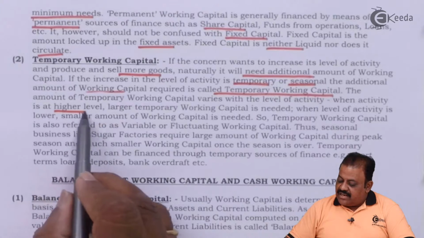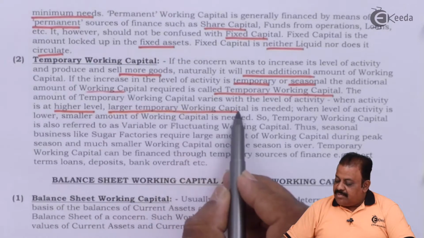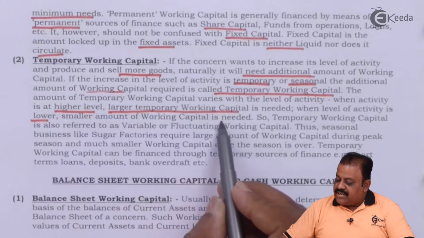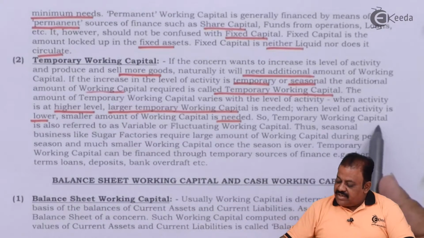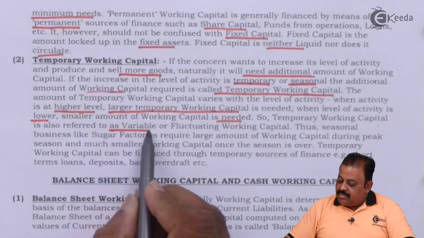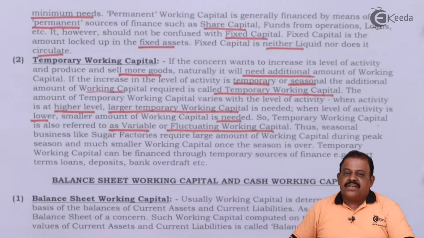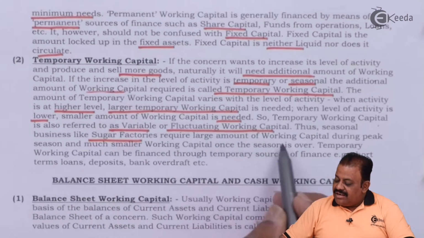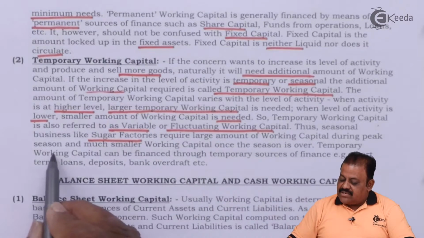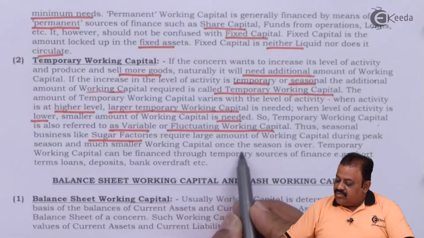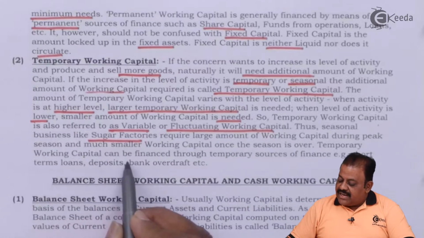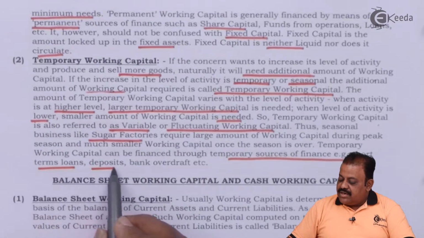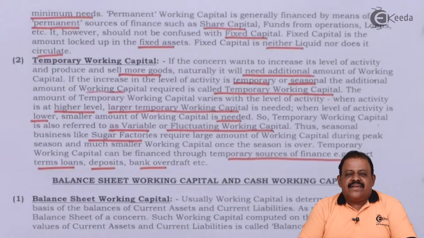When the activity is at a higher level, larger temporary working capital is needed, and when the level of activity is lower, a smaller amount of working capital is needed. So temporary working capital is also referred to as variable or fluctuating working capital. Thus, seasonal businesses like sugar factories require a large amount of working capital during peak season and much smaller working capital once the season is over. Temporary working capital can be financed through temporary sources, for example short-term loans, deposits, bank overdraft, etc.